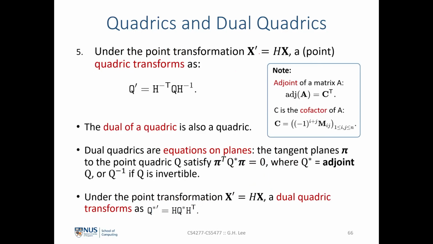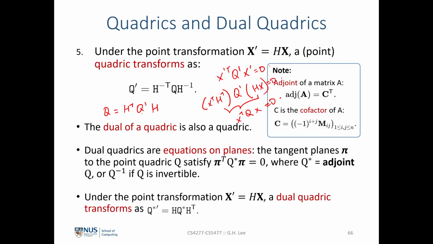So under the point transformation x prime equals Hx, a quadric transforms as Q prime equals H inverse transpose Q H inverse. And this can be easily proven: if I have a point x prime, then x prime transpose Q prime x prime equals 0. This can be rewritten as x transpose H transpose Q prime H x equals 0. Hence, we can collectively call this Q to get the equation x transpose Q x equals 0. Therefore, Q would be equal to H transpose Q prime H, and by moving the H across to make Q prime the subject, we will get this relation over here.